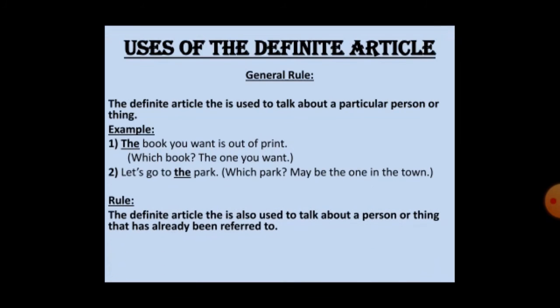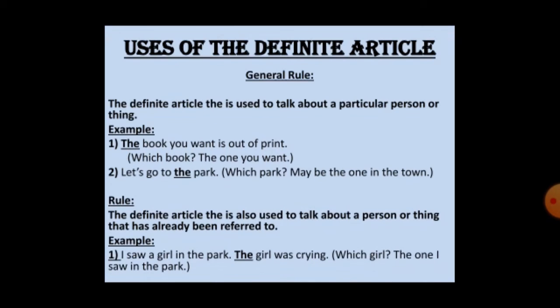And another rule is that when we talk about a person or thing that has already been mentioned in the sentence or phrase, there we use the article. For example, I saw a girl in the park. So girl is common here. In the first sentence, girl is common, countable, singular. That's why a is put before girl. But the same girl is used in the next sentence. There we use the article. The girl was crying. Okay students, I hope you got it.